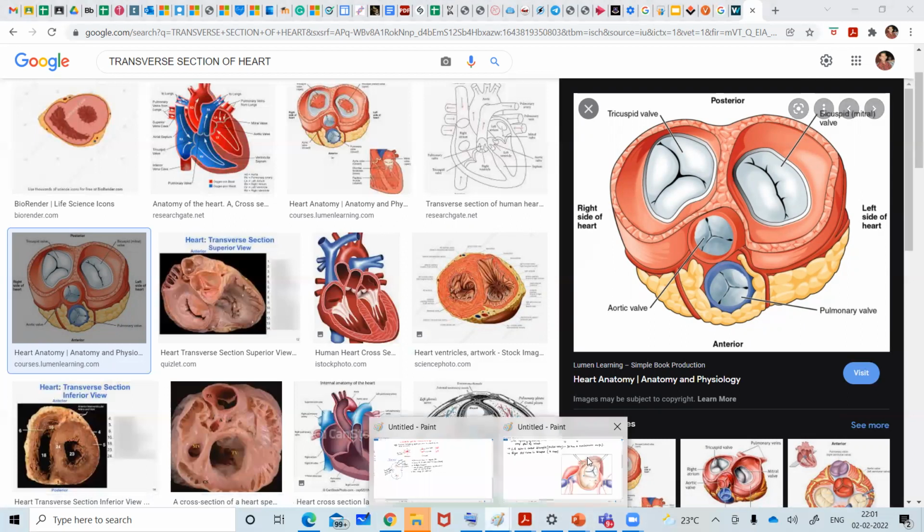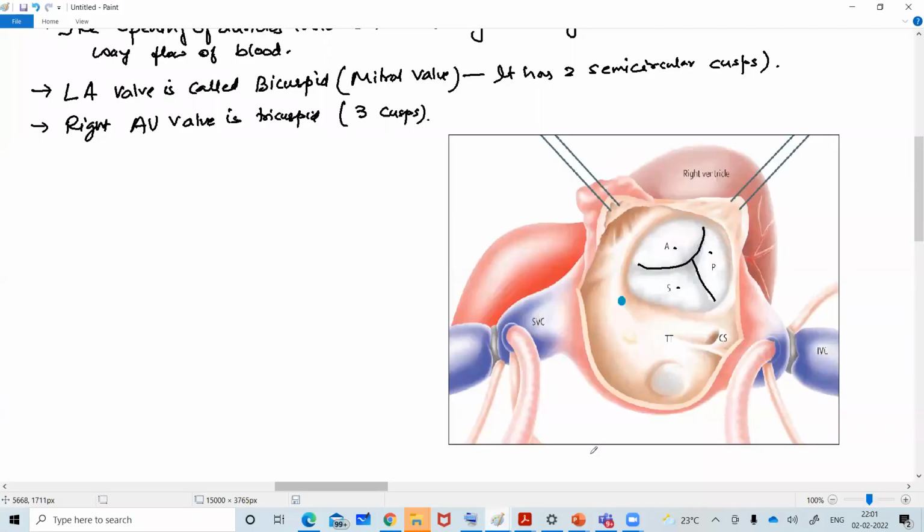Okay, so let's continue from this. We have talked about the right AV valve, which is a tricuspid, and it has 3 cusps. Right? Okay, so let's continue.